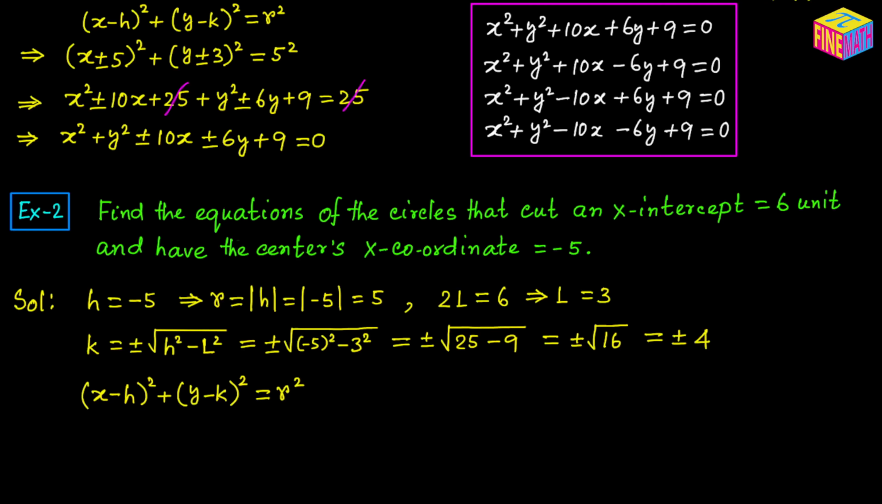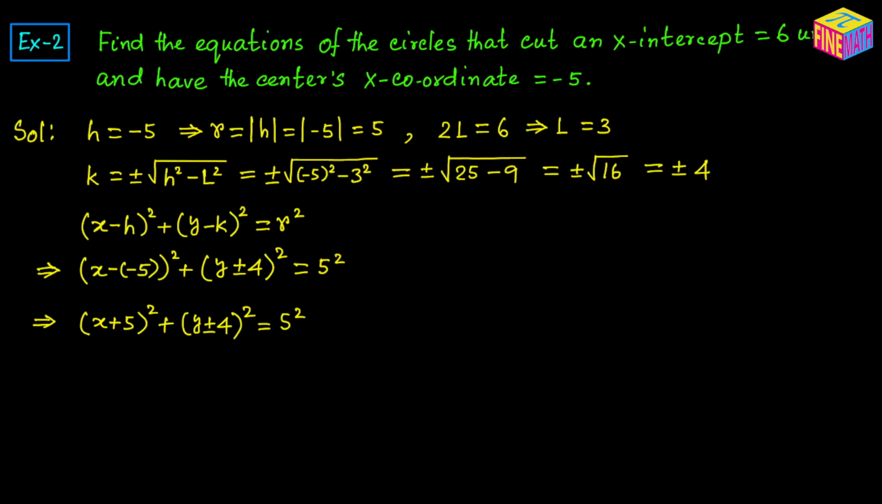If we begin with the fundamental equation, and here if we plug in the values of h, k and r, then our equation going to look like this: x minus negative 5 whole squared plus y plus or minus 4 whole squared is equal to 5 squared. And from here we can write it as x plus 5 whole squared plus y plus or minus 4 whole squared is equal to 5 squared.